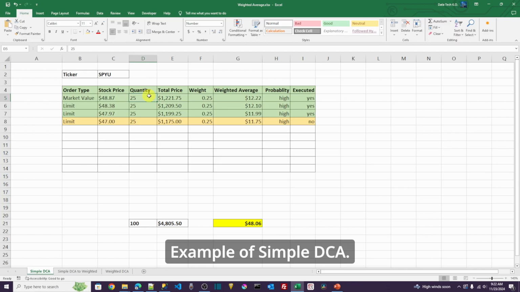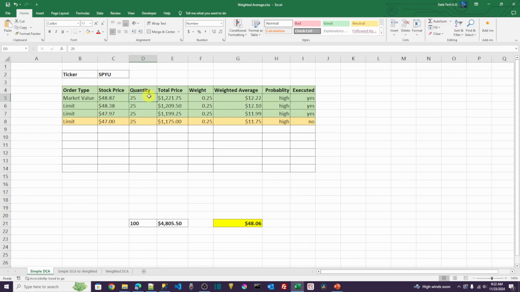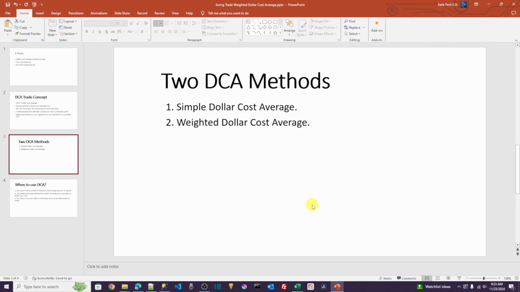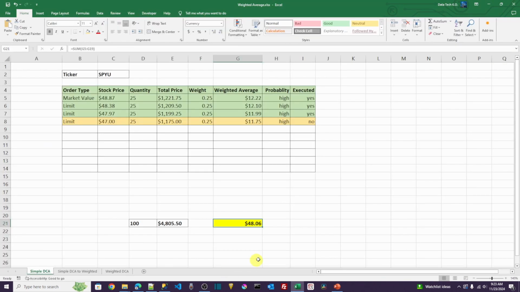This is what I would consider a simple dollar cost average because the quantity amount is fixed throughout the orders I place, whether it's market value or limit orders. If all 4 lots were executed, my average cost would have been $48.06. Alright, next let's review what a weighted dollar cost average is. So keep in mind for this same example, SPY-U is $48.06 if we were to implement a simple dollar cost average. Now let's convert the simple dollar cost average to weighted dollar cost average.